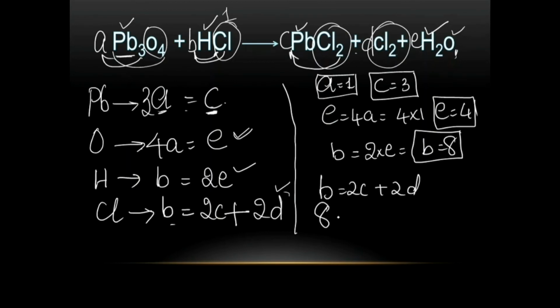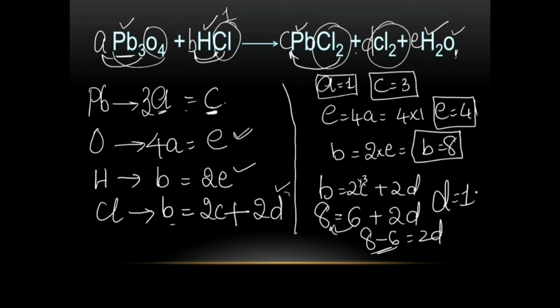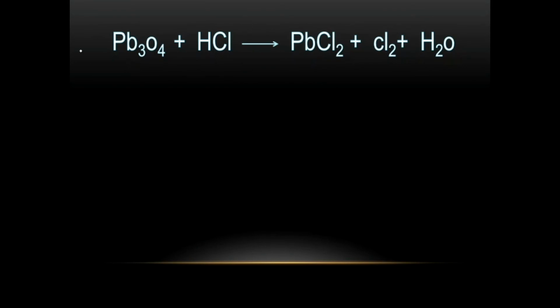B here is how much? 8 equals 2C, which is 2 into 3, 6, plus 2D. Transpose: 8 minus 6 equals 2D. D is equal to 2 by 2, that is D we get as 1. Done. We are done with the values. Now we will substitute and check whether it is balanced or not. A we got as 1, B we got 8, C we got 3, E we got 4, and D we have got 1.